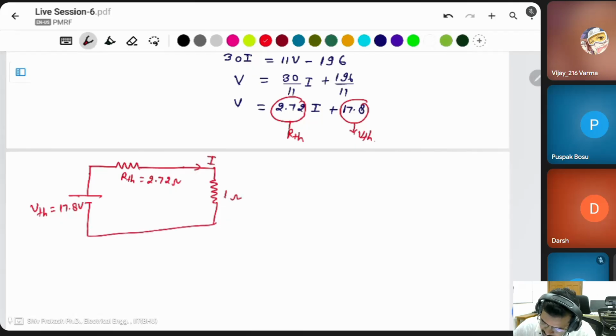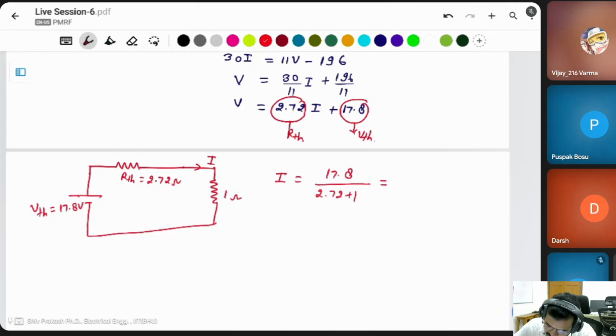Current is I. What is the voltage? Simply V volt. What is the voltage at this node? This is the dependent source, plus minus 2 V naught. This is 2 V naught. What is the V naught?